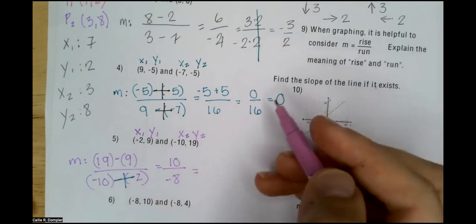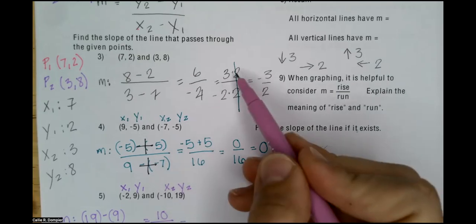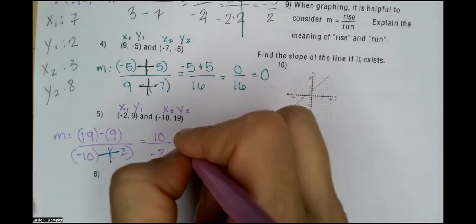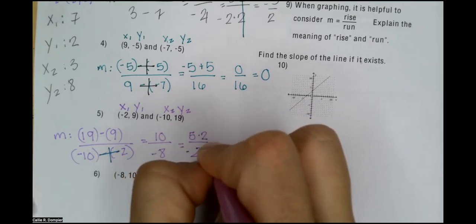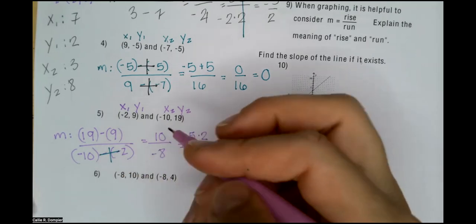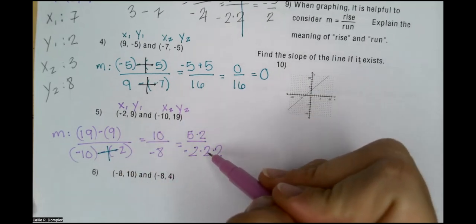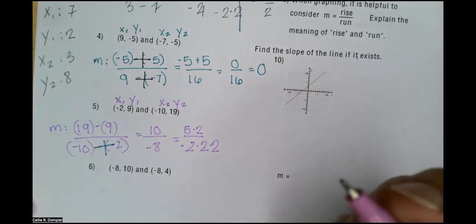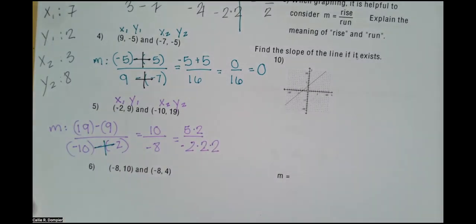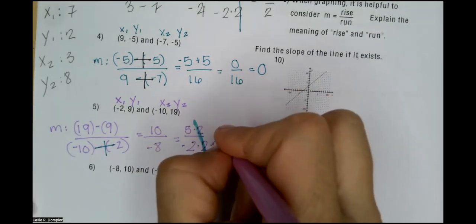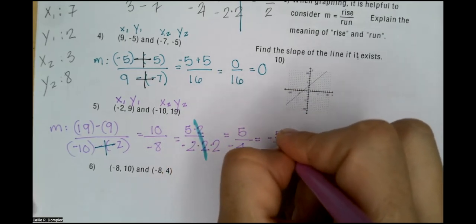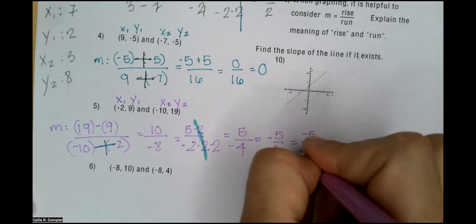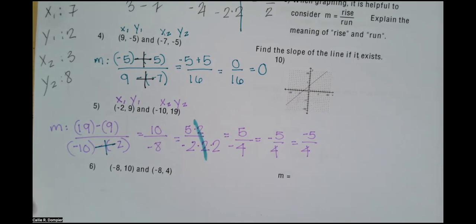If we do this, right? 10 becomes 5 times 2. Negative 8 becomes negative 2 times 2 times 2, because 8 divided by 2 is 4, 4 divided by 2 is 2, and 2 times 2 times 2 is 8. So negative 2 times 2 times 2 is negative 8. So that is 5 divided by negative 4, or negative 5/4, or negative 5 divided by positive 4. Sound good? All right, one more.